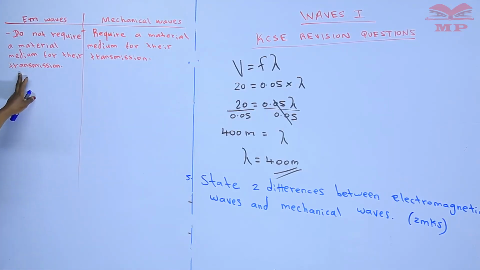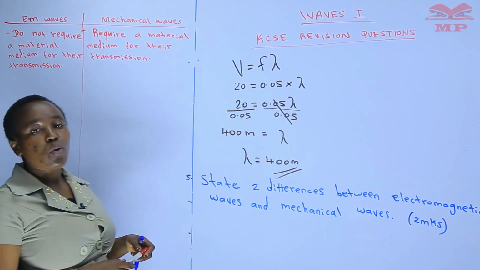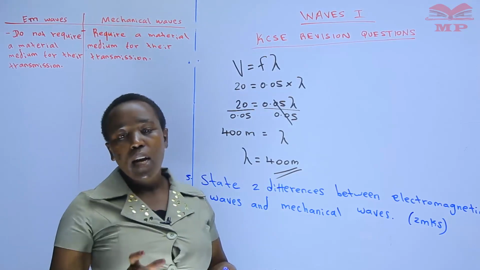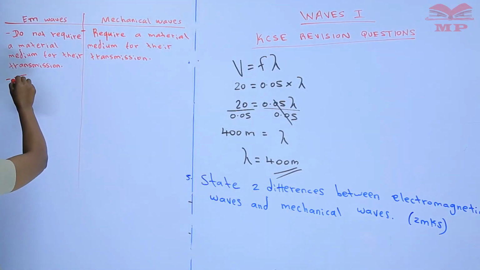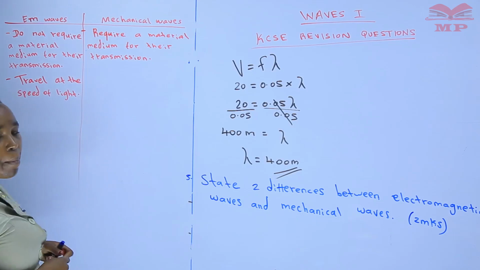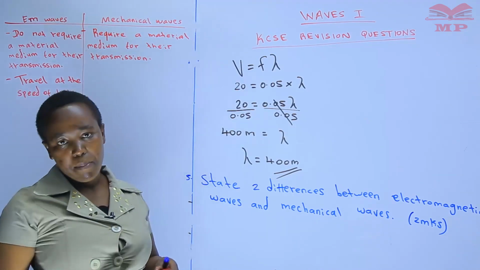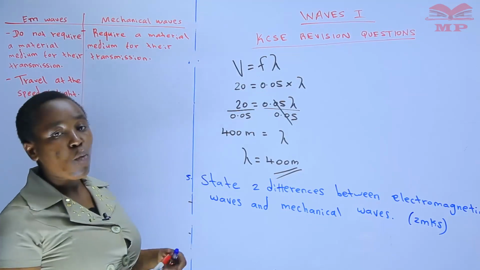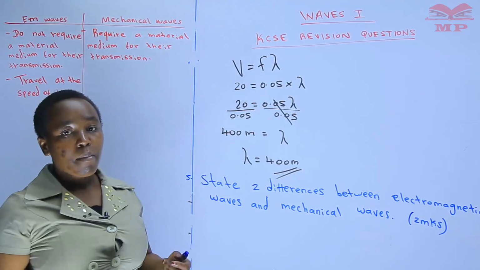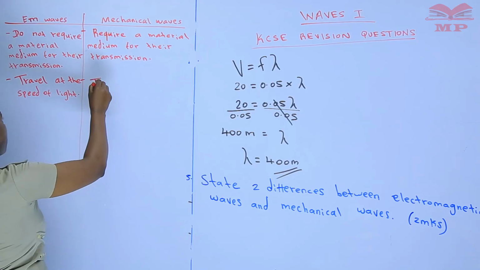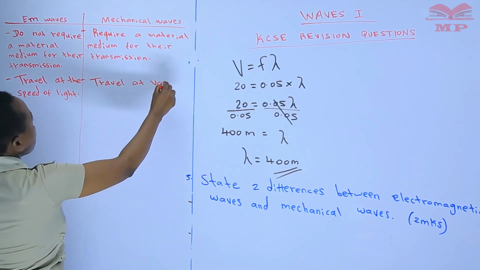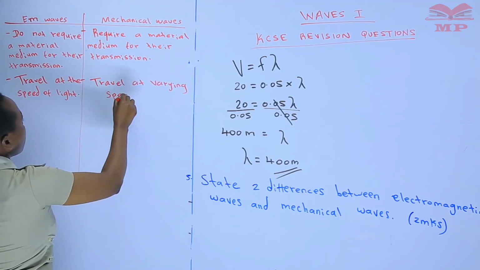For EM waves, they do not require material medium for their transmission, while mechanical waves require material medium for their transmission. Something else that you need to note on electromagnetic waves, all electromagnetic waves travel at the speed of light. So they travel at the speed of light. But for the mechanical waves, it depends with the medium. Is the medium water? Is the medium maybe a spring? So it will depend with the medium. So we can say that they travel at varying speeds. So make note of that.